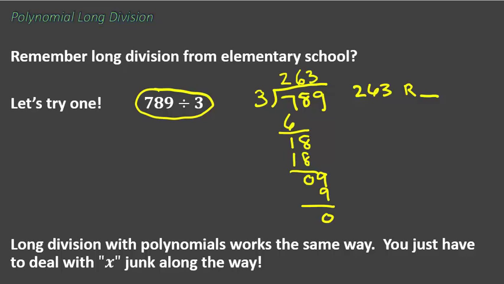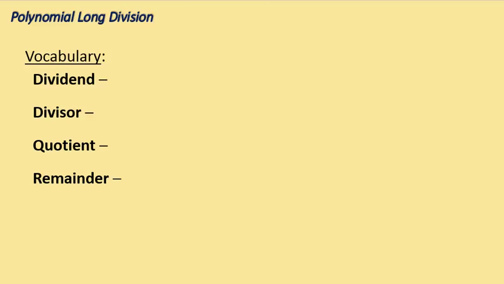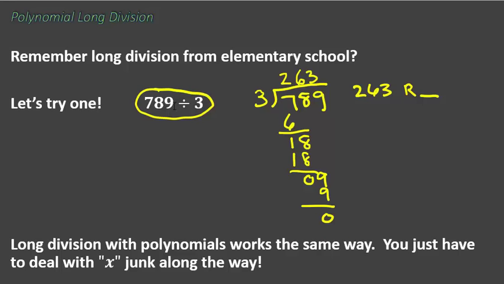So before we do a couple examples, we want to look at some vocabulary. We have 4 terms of vocabulary I want to go over real quick. The first one is dividend. What is the dividend? The dividend is just the polynomial to be divided. When I look back at the example that I just did, the 789, what's underneath the roof, that is the dividend.